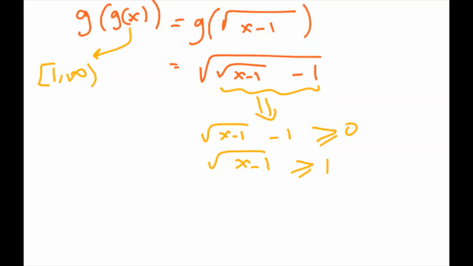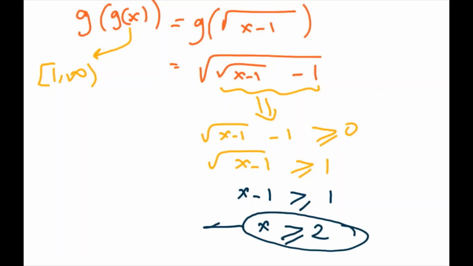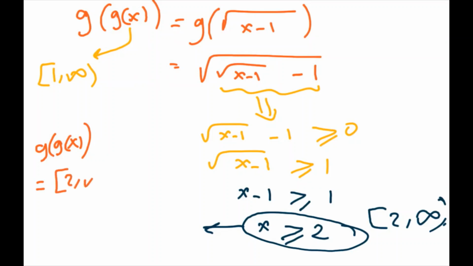Square both sides. So x is greater than or equal to 2. So the domain will be this, from 2 to infinity here, and here from 1 to infinity. So the domain of g of g(x) will be equal to 2 to infinity.